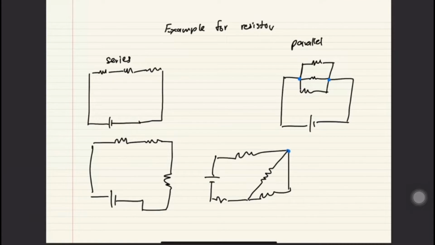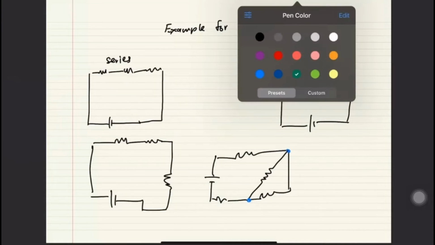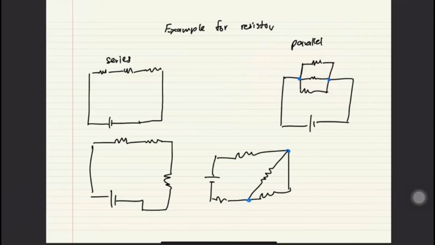So dekat junction ni, between the two junction, this one ni adalah parallel. So this part is a parallel. Tapi between this dengan yang lain tu dia adalah series. Sebab kalau kamu tengok, ini dah jadi satu, dia jadi satu. So dia jadi series pula. Okay, nanti kita cuba tunjuk lagi lah. Nanti saya tunjuk lagi example.